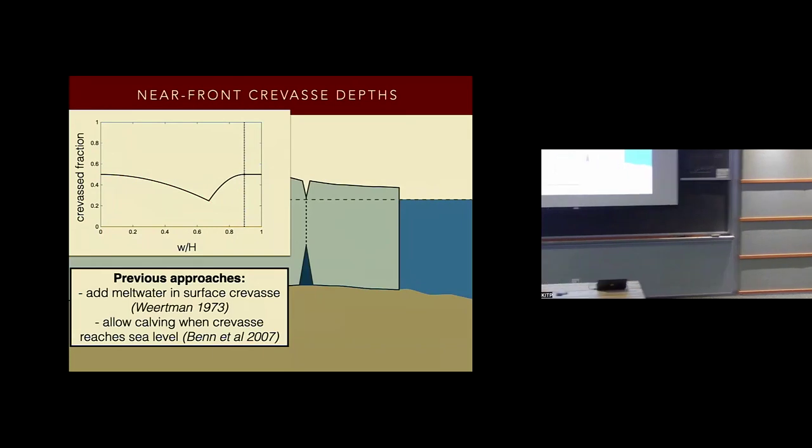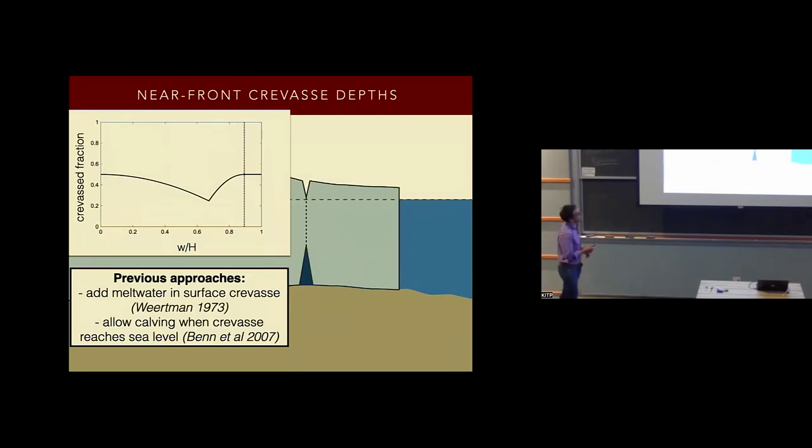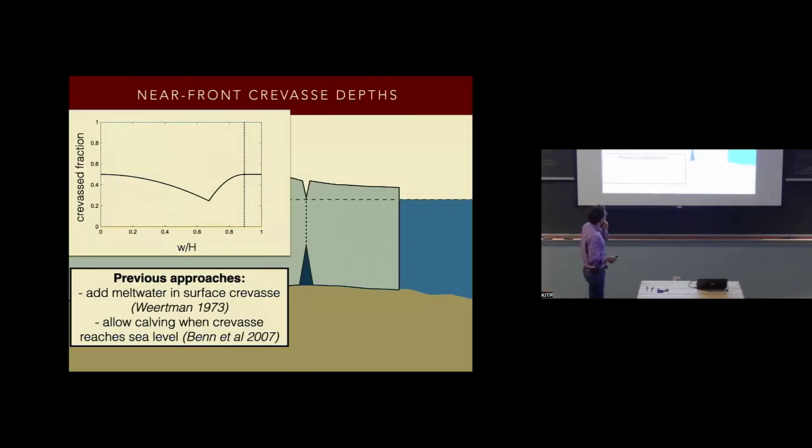And so what people have done is modifications. You can maybe add meltwater into the surface crevasse to enhance your pressure, and then that drives crevassing. Or you relax your condition. You say as soon as the surface crevasse reaches this dashed line, you allow for breaking then. It always feels a little unsatisfying.